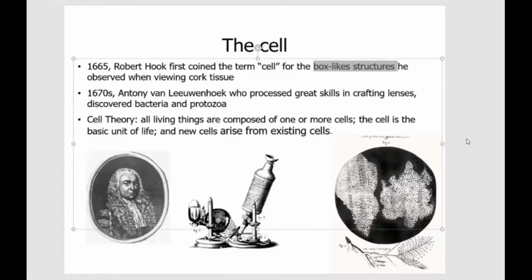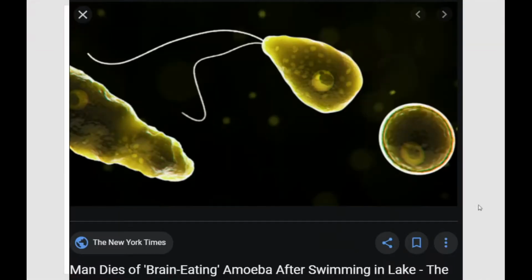Okay. And then later, Anthony Leeuwenhoek, he was really great at crafting lenses. So he developed some even more advanced lenses, which allowed him to see even smaller structures like bacteria and the protozoa. If you don't remember, we mentioned protozoa in module 1, I think, when we talk about different domains and different classifications of organisms. So protozoa are unicellular eukaryotic cells.